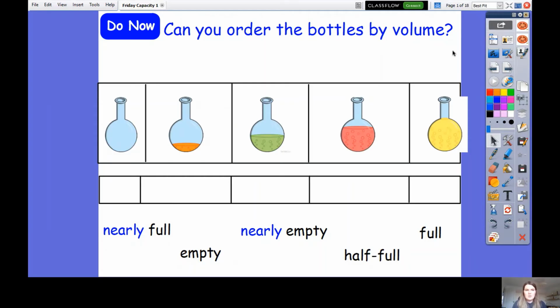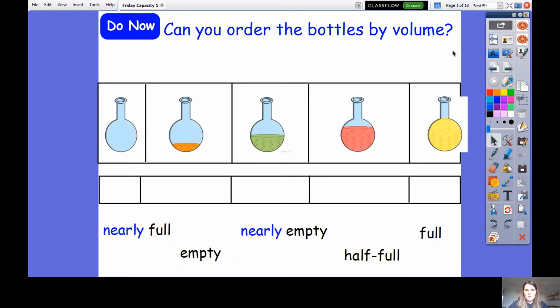Okay, so what I need you to do is I need you to order these by their volume from empty all the way to full. Now you can read these aloud and point. You don't have to write anything down. Putting me on pause, I'm going to give you a minute and a half. Off you go.